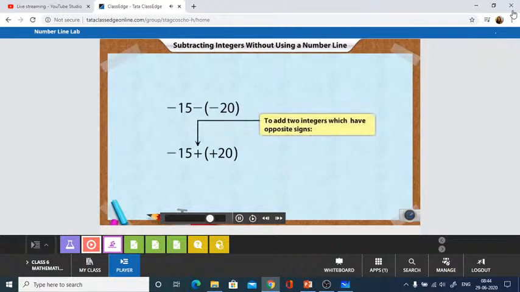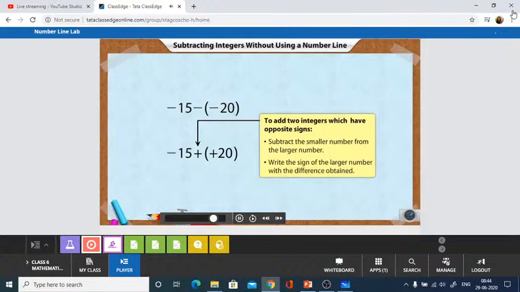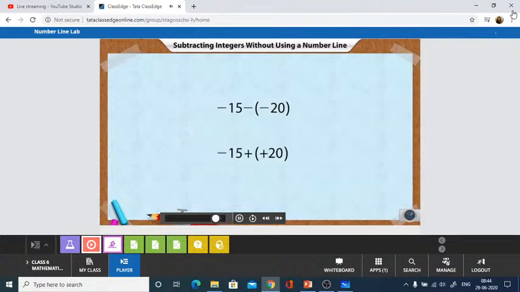To add two integers that have opposite signs, subtract the smaller number from the larger number. Then write the sign of the larger number with the difference obtained. So subtract 15 from 20 to get 5 and then write the sign of the bigger number, that is plus, before 5 to get positive 5 as the answer. Thus, negative 15 minus negative 20 is plus 5 or simply 5.